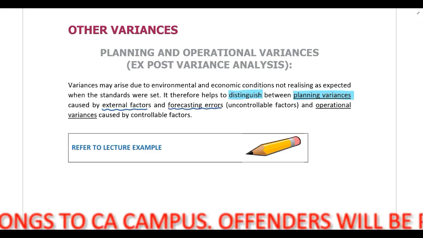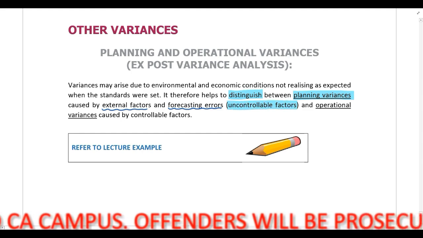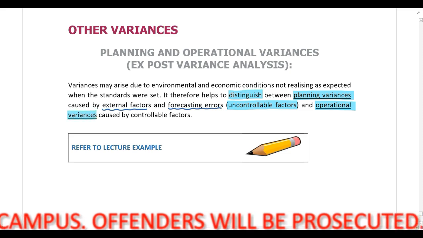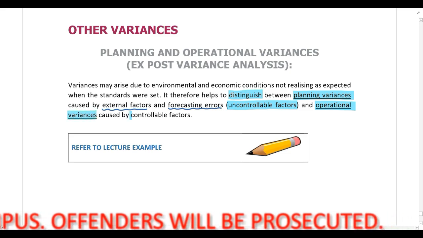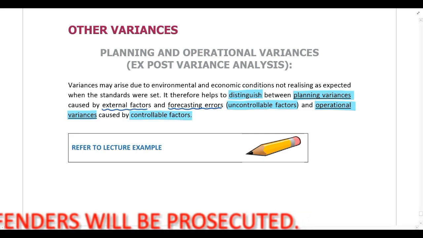So planning variances are not controllable. On the other hand, operational variances are controllable. Let's go through an example and then this will make more sense.